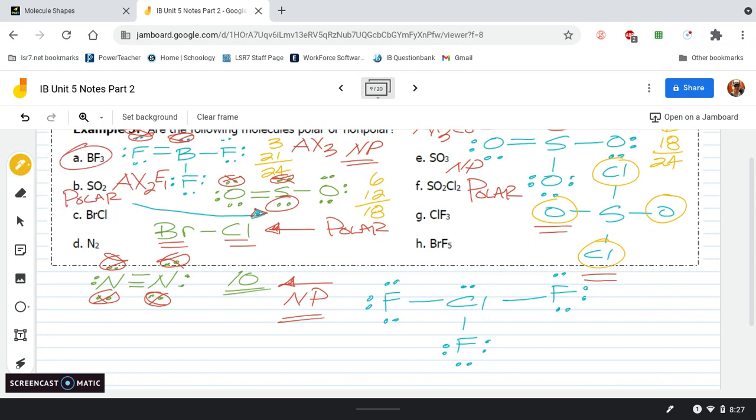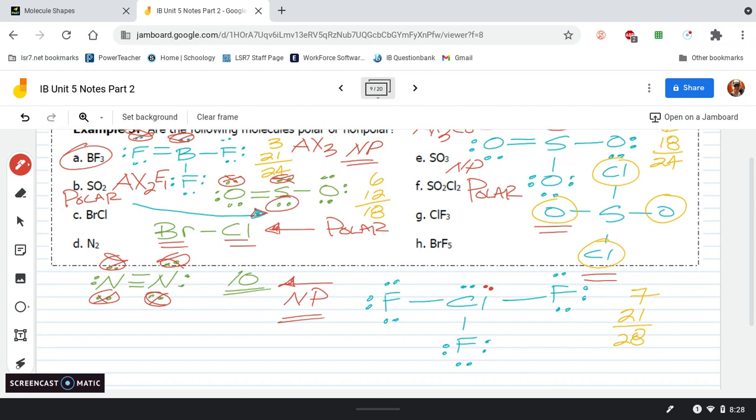Oh, sorry, we need a target number. They're all sevens. Chlorine's a 7, and then 3 sevens for fluorine, 21. So 28. So 2, 4, 6, 8, 10, 12, 14, 16, 18, 20, 22, 24, 26. So we've got 26. Remember, everything counts as 2. So that's not enough. So we got to add some dots. Where are we going to add them? We add them right here in the middle. And so now we have 28.